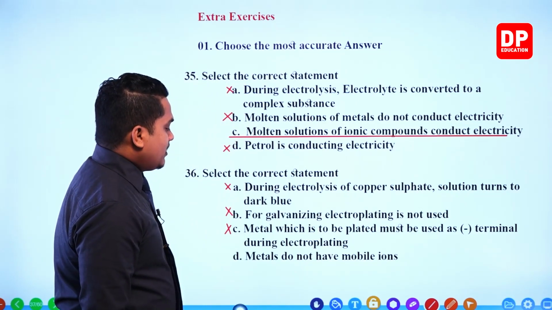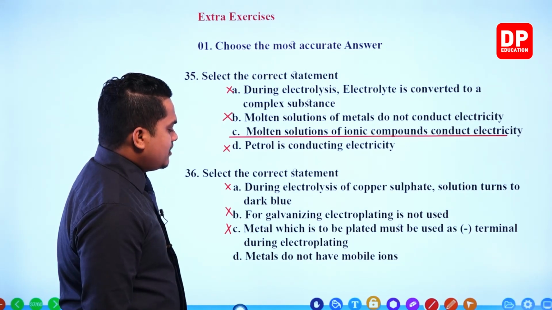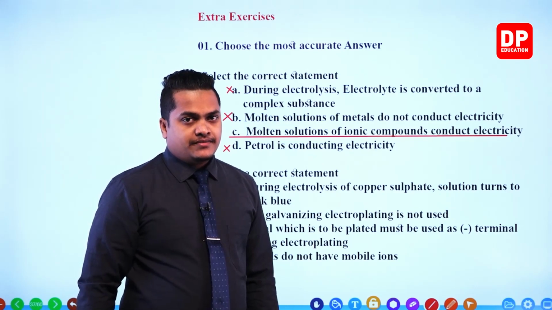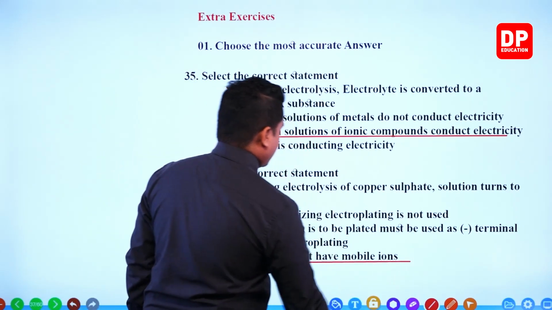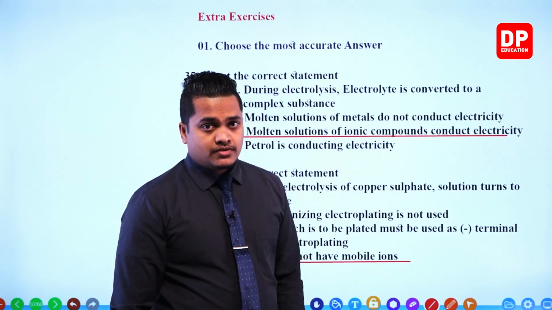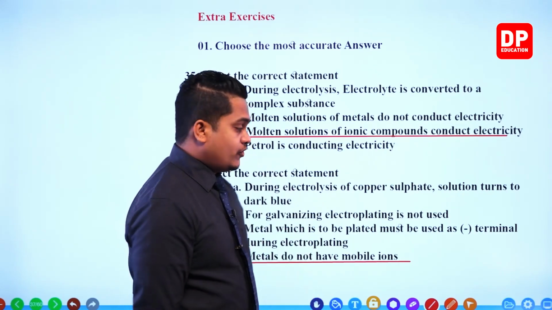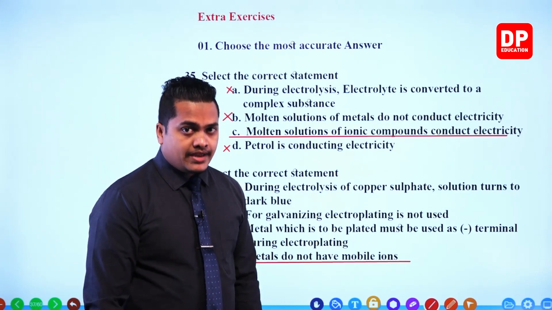Next one, metals do not have mobile ions. What can you say? Actually, this is correct. Metals do have mobile electrons, free movable electrons. So therefore, within metals, we won't be able to identify mobile ions.